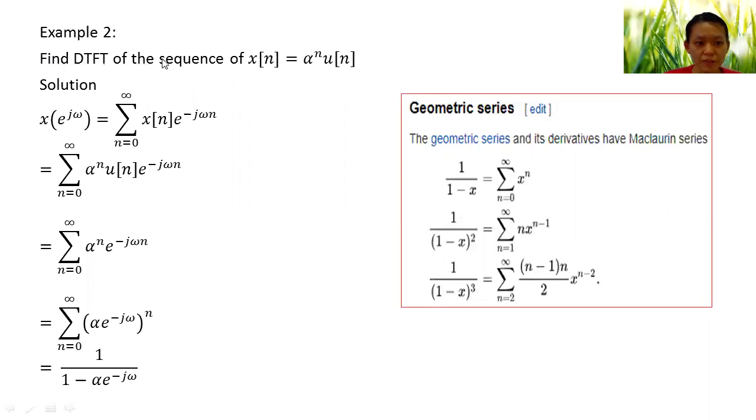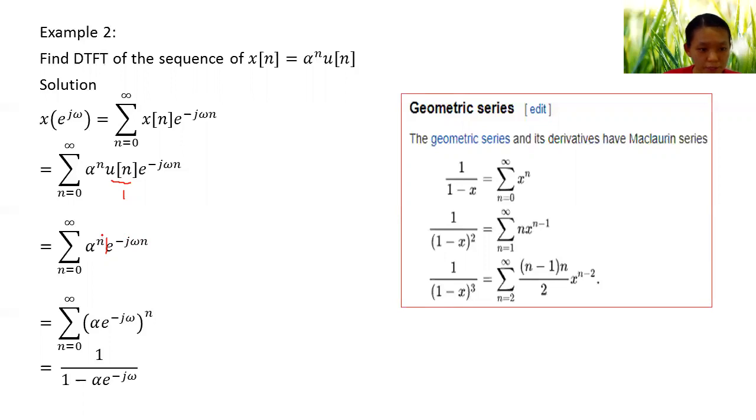Example 2. Find the DTFT of the sequence x[n] equals alpha^n u[n]. Solution. Same, we have to use X(e^{jω}) equals the summation from n equals 0 until infinity of x[n] e^{-jωn}. After that, we substitute x[n] with alpha^n u[n]. So we substitute inside here. After that, we know that u[n] is equal to 1. So we will have alpha^n times 1 times e^{-jωn}.